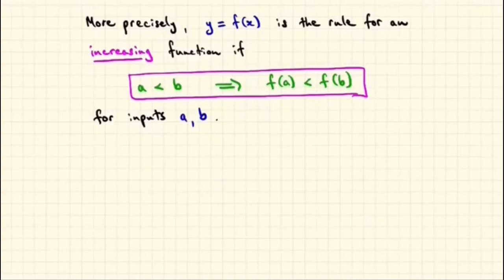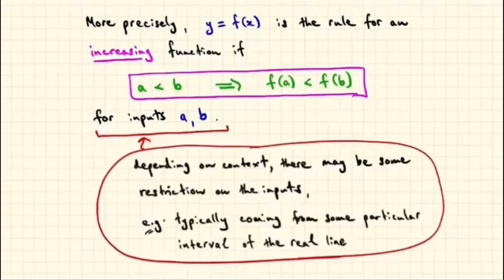Often, the contexts in which the rule of the function is being used restricts the inputs. Typically, a and b will come from some interval on the real line that is of particular relevance for a given problem. This will become important later when we interpret sign diagrams and sketch curves.